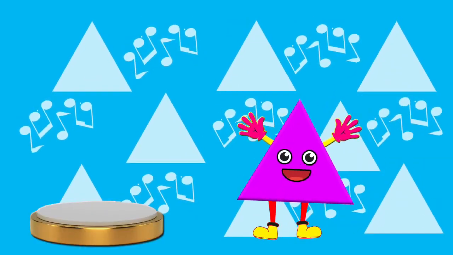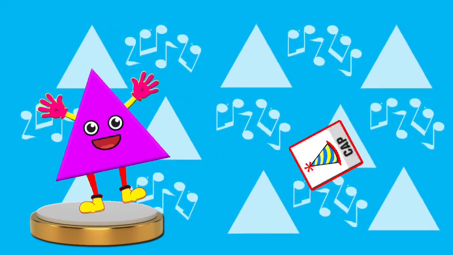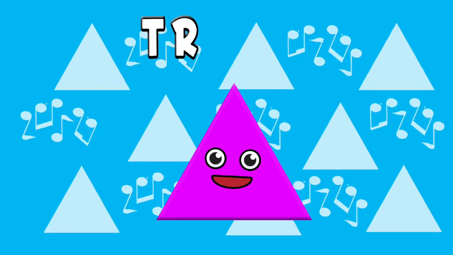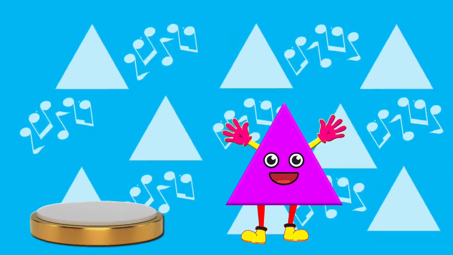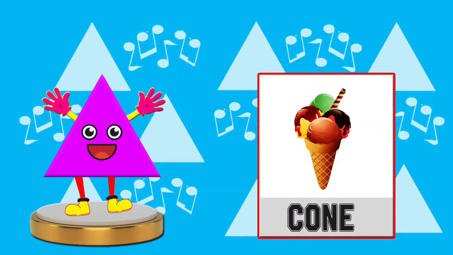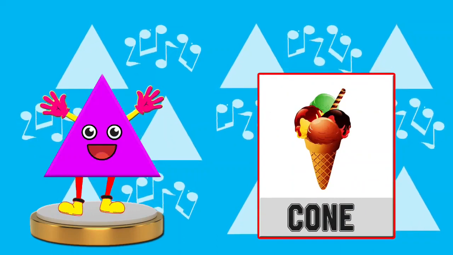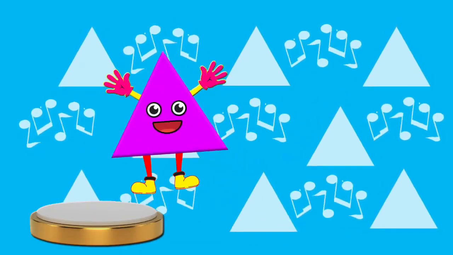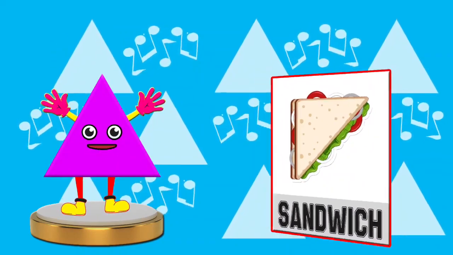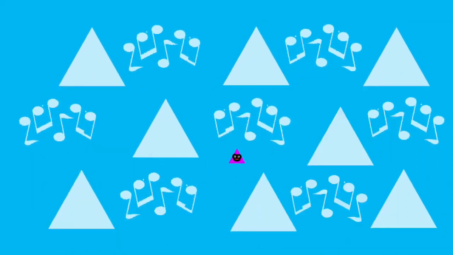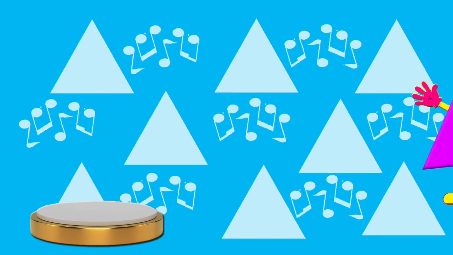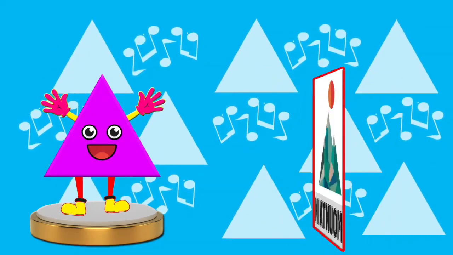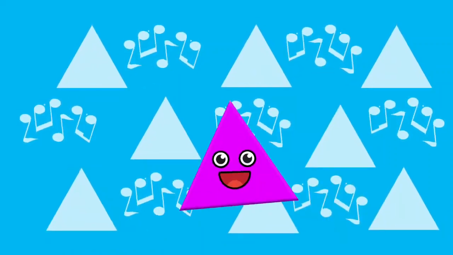Triangle. This is triangle. It's triangle. Cone is triangle. Triangle. This is triangle. Sandwich is triangle. Triangle. This is triangle. Mountain is triangle.